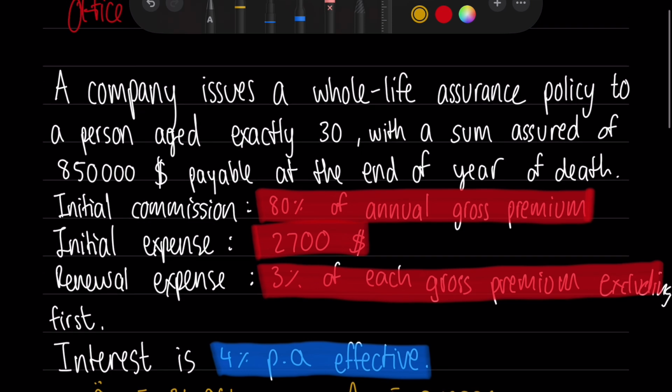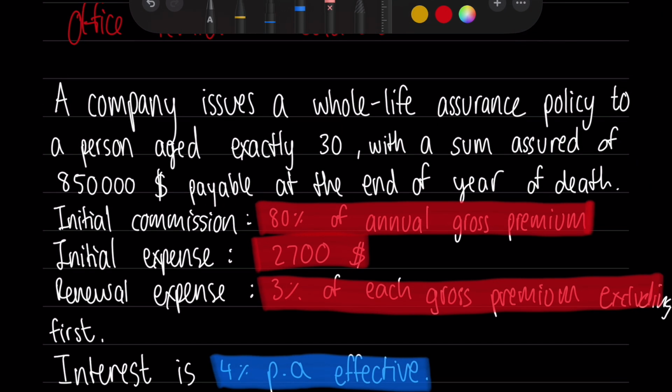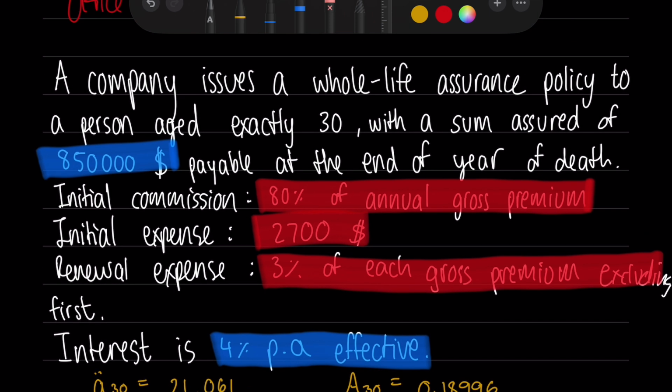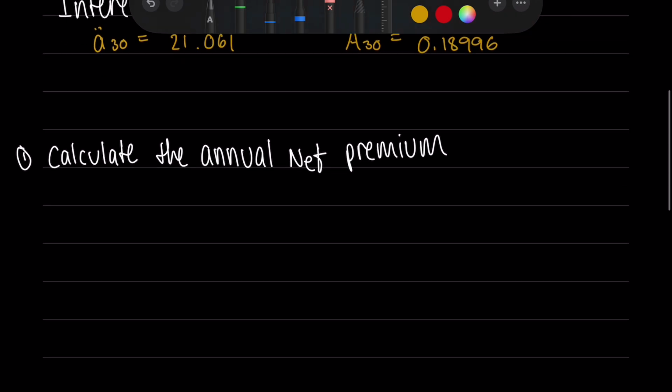The company issues a whole life assurance policy, and then the sum assured is 850,000. Let me also highlight sum assured. It's a lot of writing. These questions look like a lot of writing. However, once we pick it apart and put a formula down, it's very simple, straightforward, nothing much to it. So let's start. The first question is saying we must calculate the annual net premium.